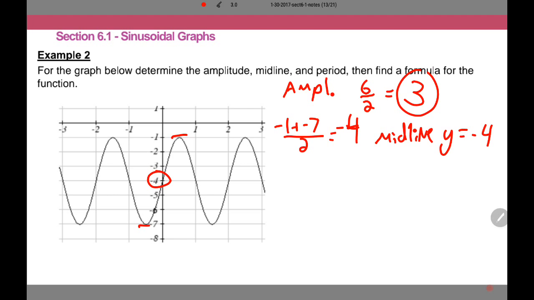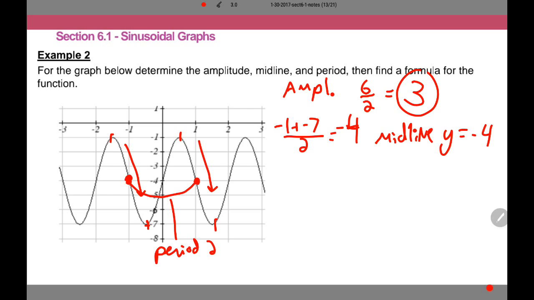And then for my period, I can actually count it off. Now, there's a couple things we can do. We can go from peak to peak, we can go from valley to valley, or we can go from a point on the midline to another point on the midline where it's going the same way. So here I'm decreasing, here I'm also decreasing, and those 2 points are a lot easier to see that the period is 2.